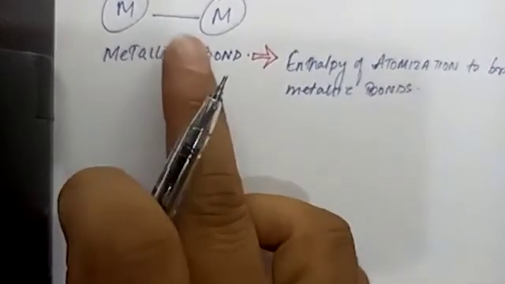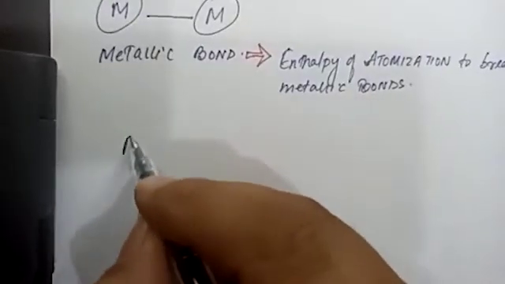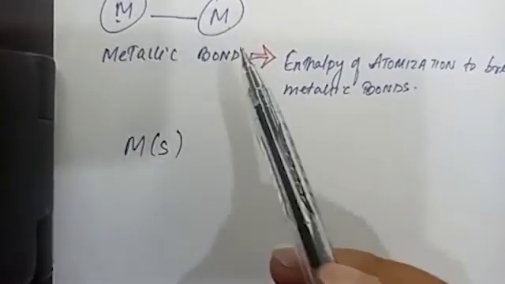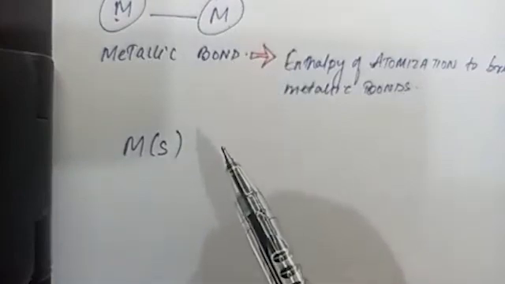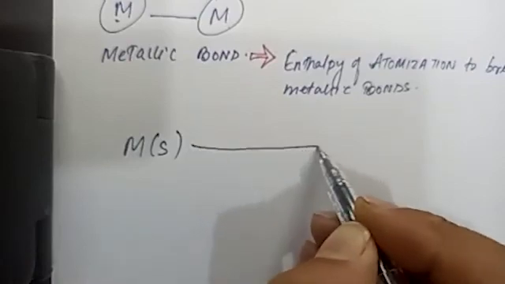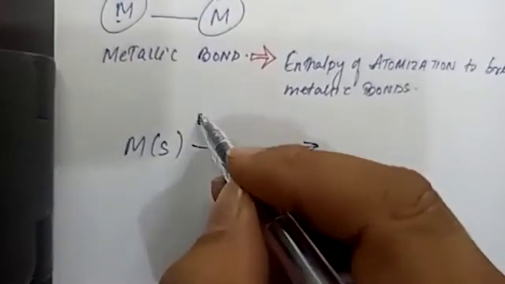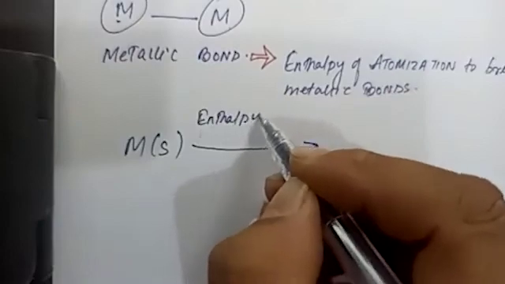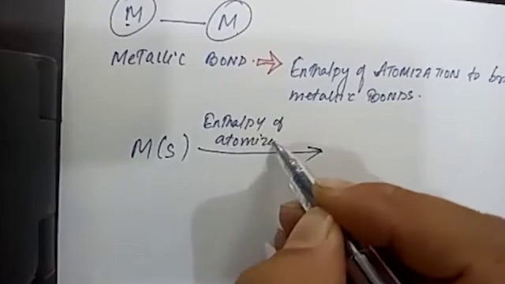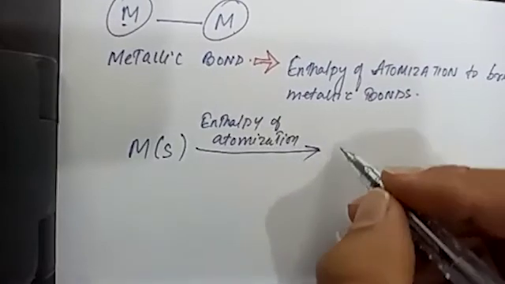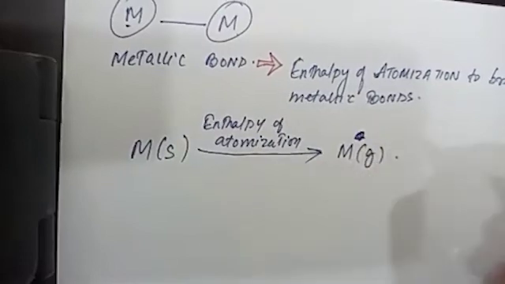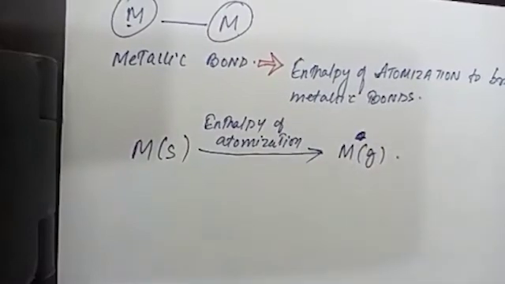When a metal is a solid, suppose M(s), all the metals are linked to each other and form a solid network. But when you apply enthalpy of atomization, it directly creates M(g), metal gas.